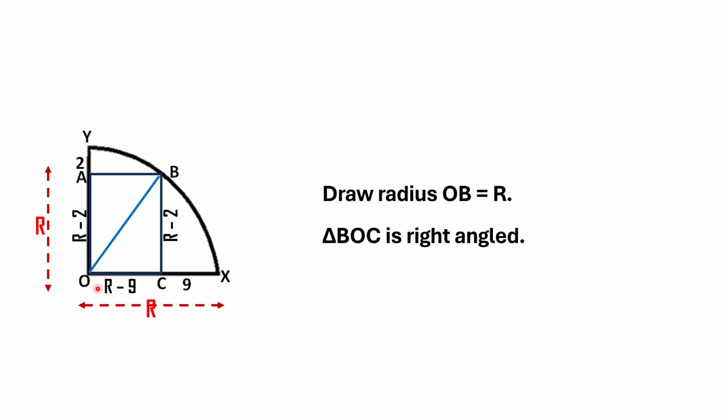Now the triangle BOC is right angled. We get a right angle triangle because BC is perpendicular to OX. So we get a right angle triangle, that is triangle BOC. What we are doing? We are joining OB, which is the diagonal of the rectangle and also the radius of the quadrant. So the radius OB will be equal to R, and BOC is now a right angle triangle.